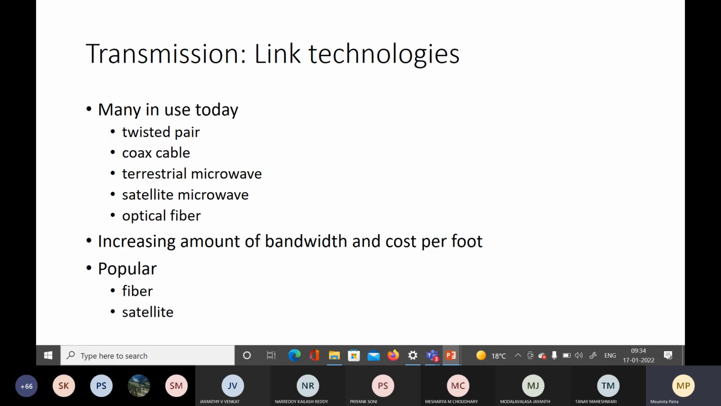Because we want more and more bandwidth. And we do want less and less cost, but if you want more bandwidth, you have to spend some more money on that. So two popular sets of communications are there. One is optical fiber communication and another is satellite communication.